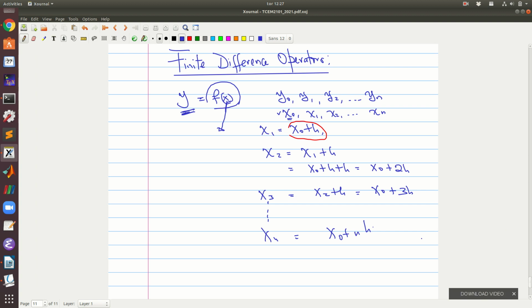Now, the finite difference operators which we are going to look at will include the forward, then the backward, and we shall look at the shift operator and the central difference operator. Perhaps we could also look at the mean operator if we have time, but if we have already got the idea with this, then we may decide to skip the rest.